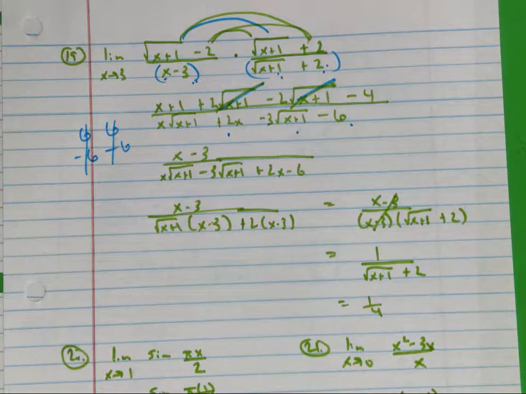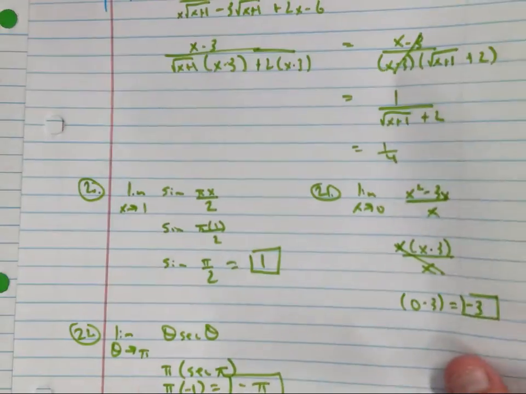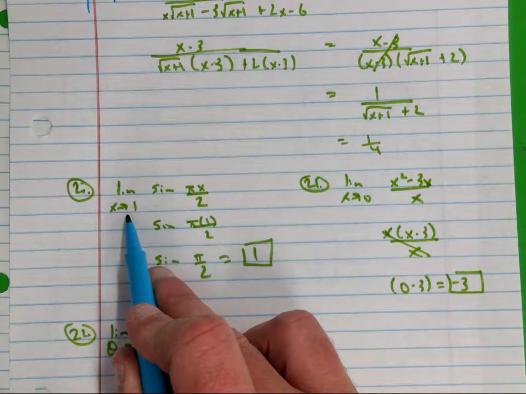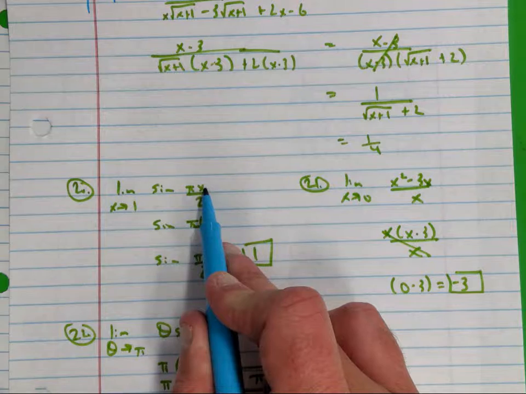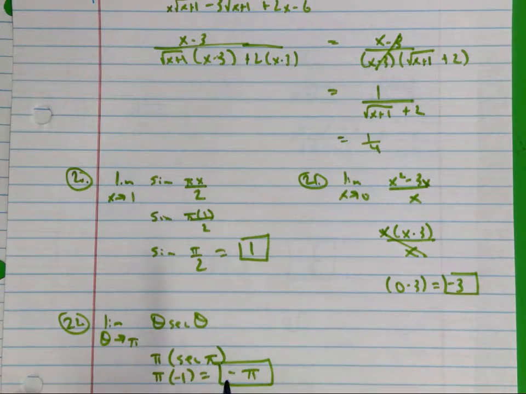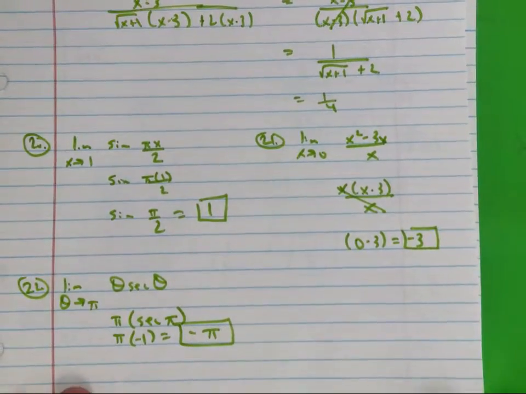All right. Let's look at number 20. The limit as x approaches 1 of sine of pi over x 2. I'm going to do direct substitution. Plug 1 in for x. That gives me pi over 2. Well, do you know the sine of pi over 2? That's 1. There's your answer. That's just unit circle trig.